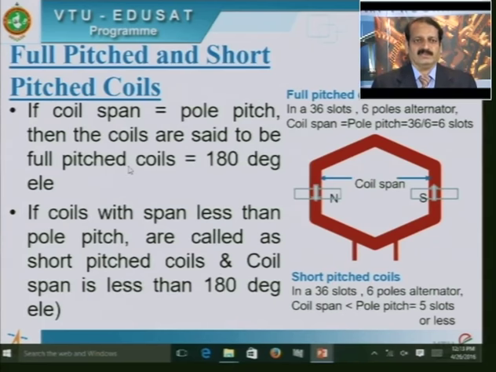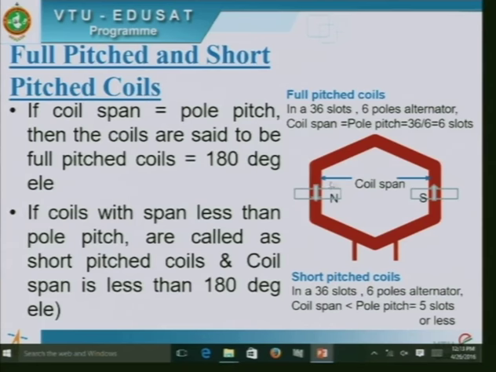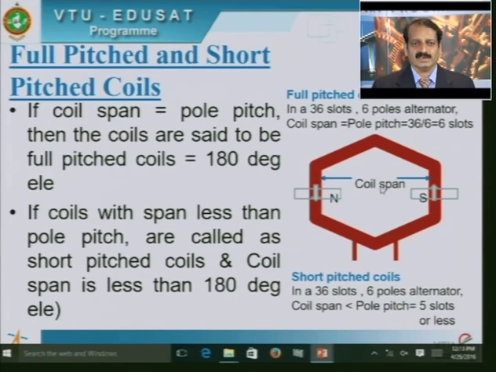Let us compare the difference between full pitched and short pitched coils. Suppose the coil span is shown here. If coil span is equal to pole pitch, then the coils are said to be full pitched coils, and the coil span in terms of electrical degrees is equal to 180 degrees electrical. For full pitch coils, in the example taken earlier, suppose there are 36 slots and 6 poles for an alternator, the coil span for full pitched coils is equal to the pole pitch, and the pole pitch is given by 36 divided by 6, which is equal to 6 slots.